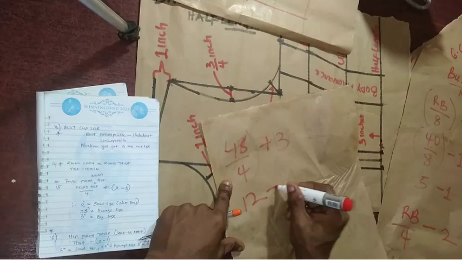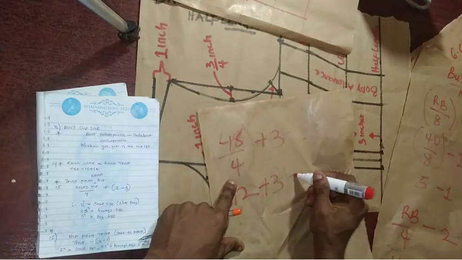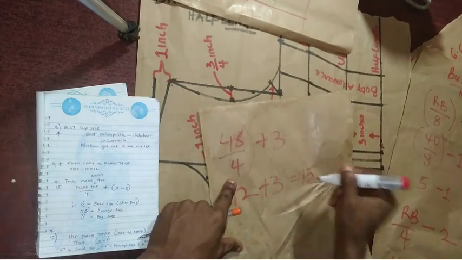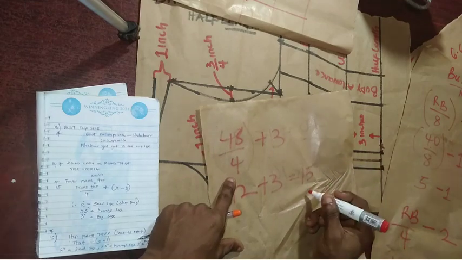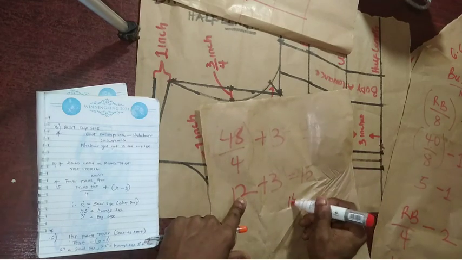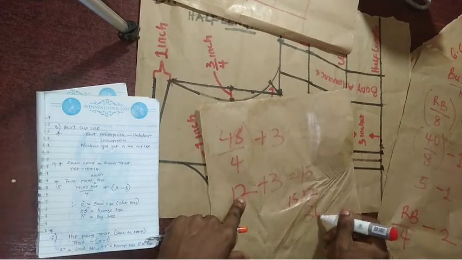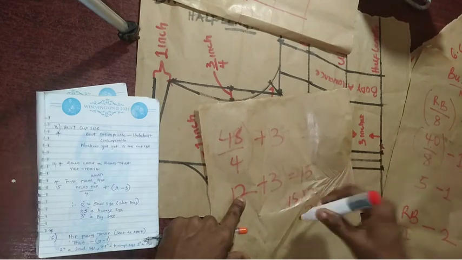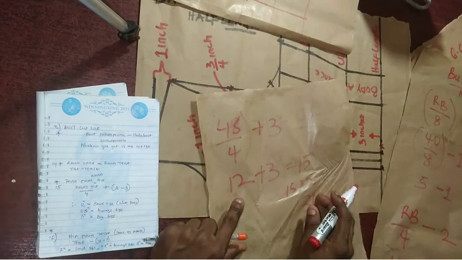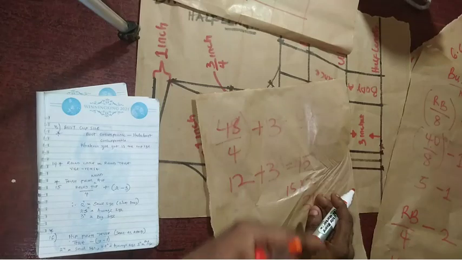48 divided by 4 gives us 12 inches. Then you add 3 inches to it, which gives us 15. And you know that 15 is on fold, so 15 times 2 is 30. It means that the person's thigh circumference is 30 inches. Okay, guys, I'm done with this particular one.